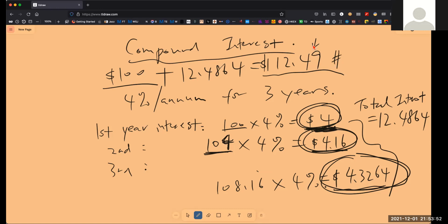So you compare this answer, 112.49, to just now. If I'm not wrong, just now is 112 from simple interest. So you are actually getting more if you compound it.